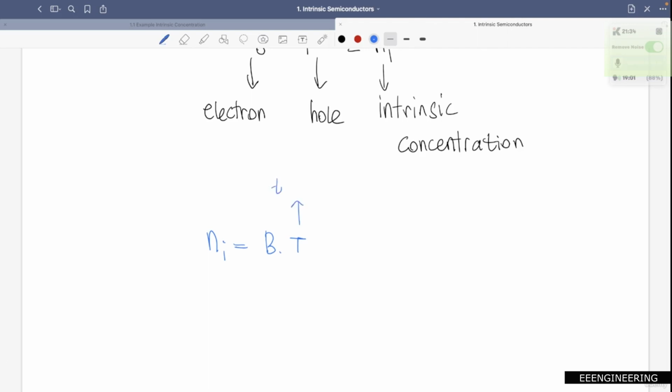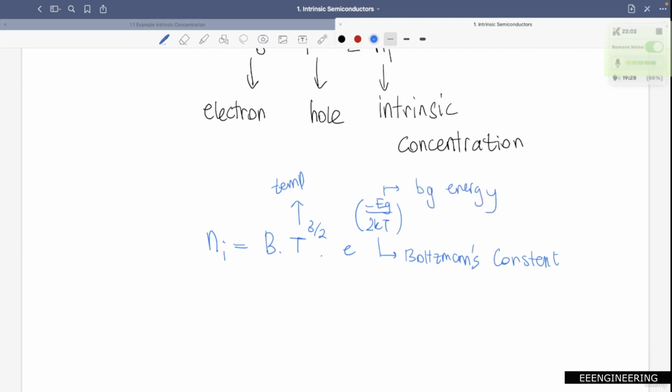This T is temperature, but not only T, we're going to have T to the power of 3 over 2, times e to the power of parenthesis minus Eg, which is the band gap energy, over 2kT. This k in here is Boltzmann's constant, however you pronounce it. This is just a constant, and T is again the temperature, and Eg is the band gap energy. This is actually a pretty easy formula, and we are going to evaluate it and check out if it holds. Yes, it holds, but we are going to solve a couple of examples in the next lecture.